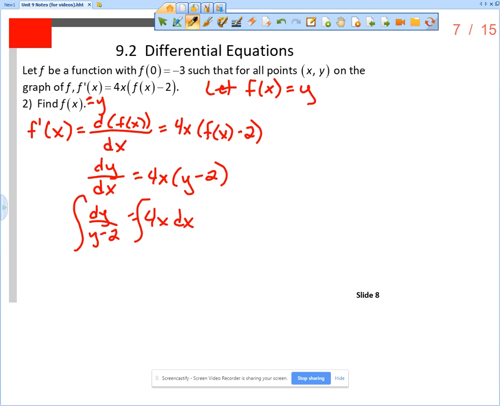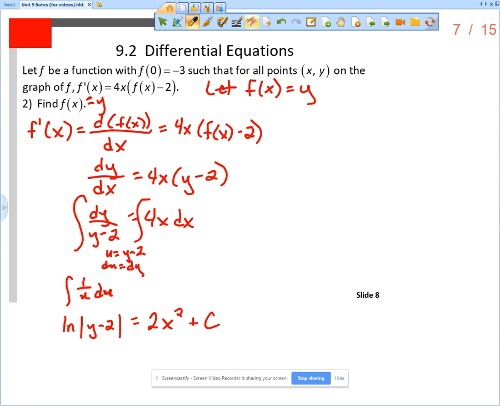Now, this is an indefinite integral, because we're not trying to find area under a curve or something. On the left side, technically I would need a u substitution. So u equals y minus 2, so du equals dy. So actually, we just have the integral of 1 over u du, no extra constants or anything like that. So what is the integral of 1 over u du? It is the natural log of the absolute value of u, which is just y minus 2, equals, what's the integral of 4x dx? It would be 4x squared over 2, or 2x squared, and then don't forget the plus c.